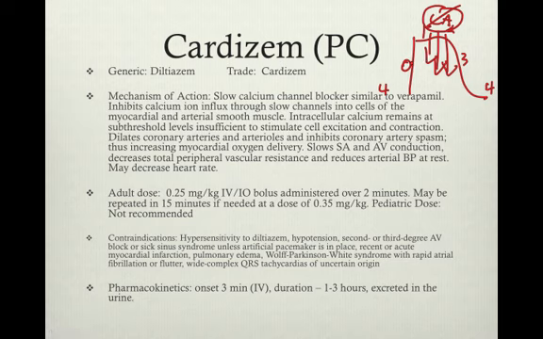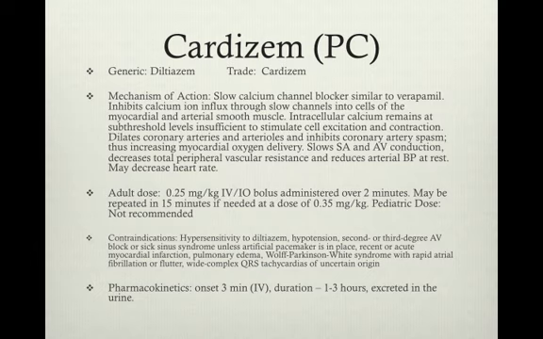Slow calcium channel is similar to mechanism of action. Slow calcium channel blocker similar to Verapamil, inhibits calcium influx through slow channels into the cell of the myocardial and arterial smooth muscle. Intercellular calcium remains at subthreshold levels insufficient to stimulate cellular excitation and contraction.